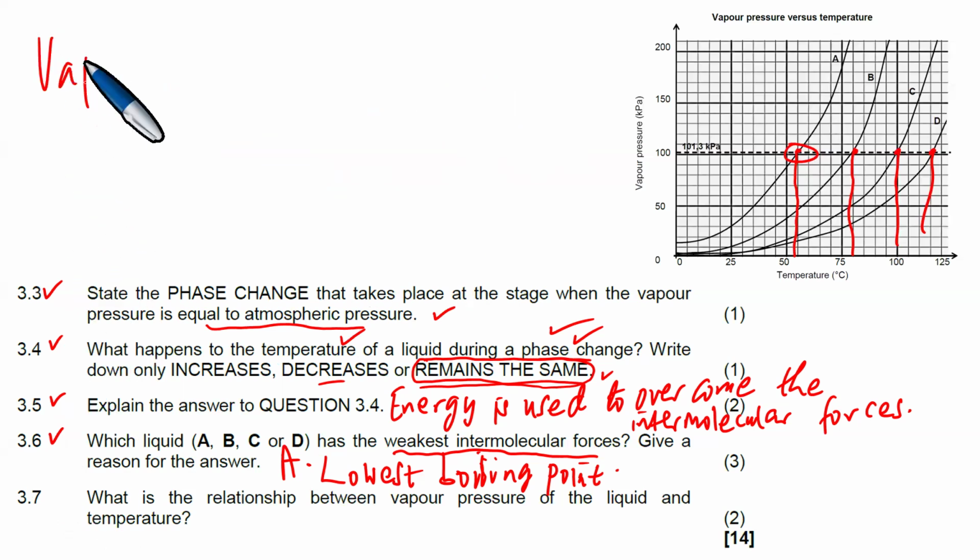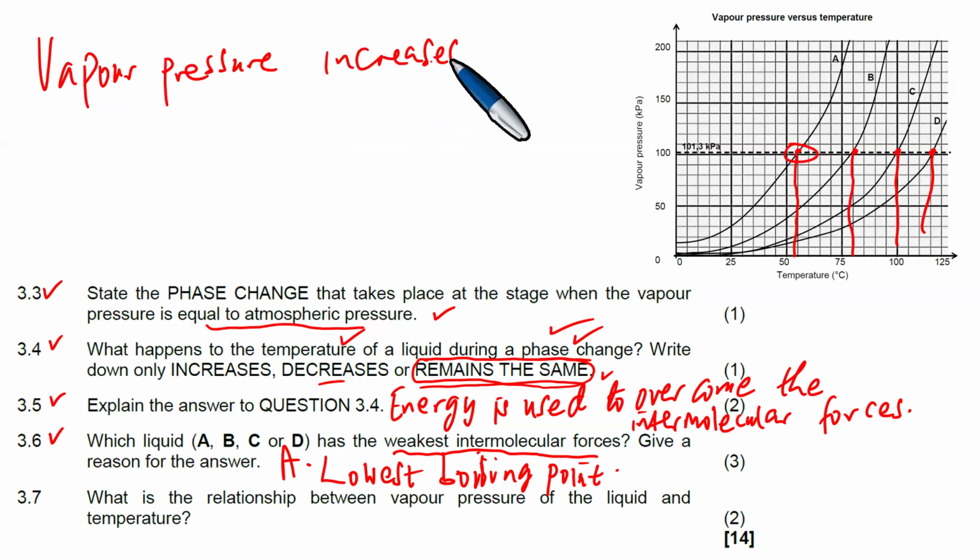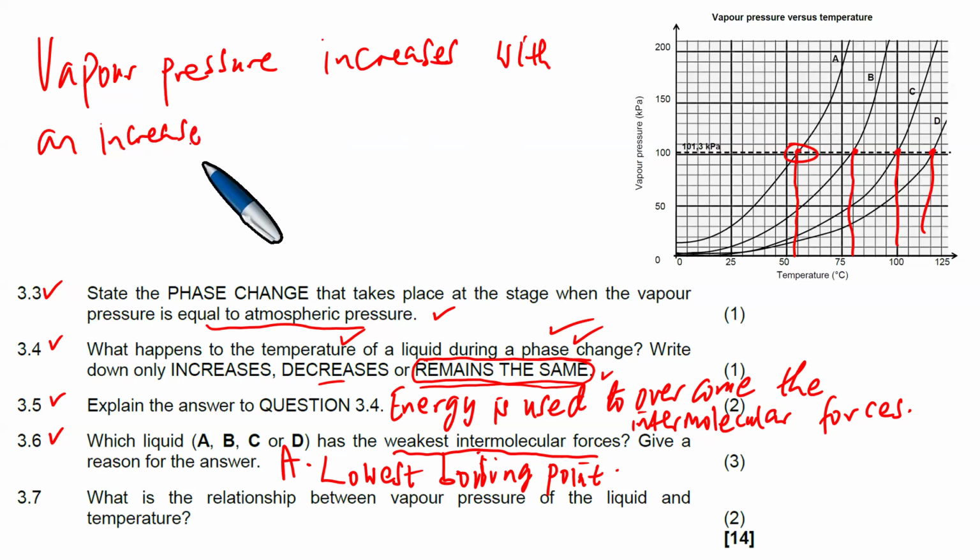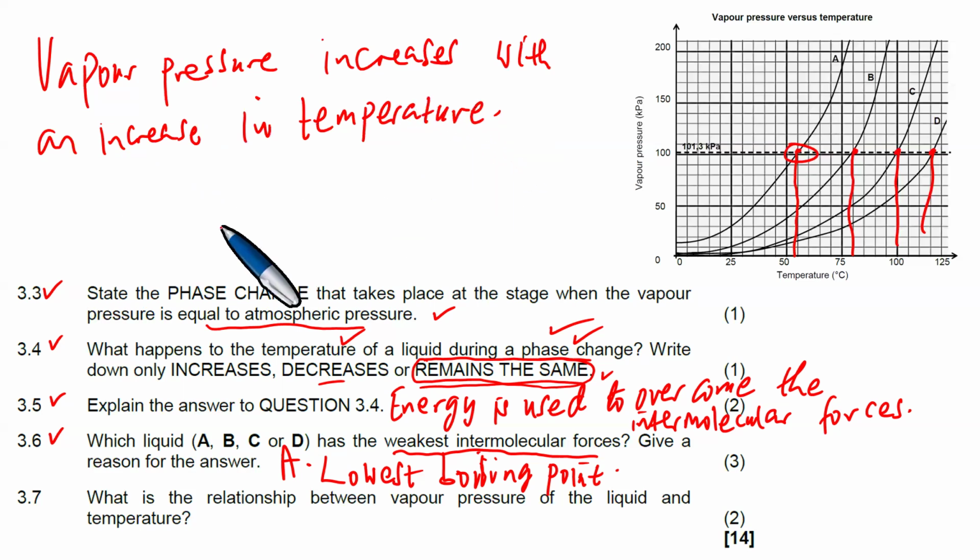So in 3.7, we're going to say the vapor pressure increases with an increase in temperature. The vapor pressure increases with an increase in what? In temperature. Okay, so that's something that you need to take note of. So in 3.7, that is the answer.